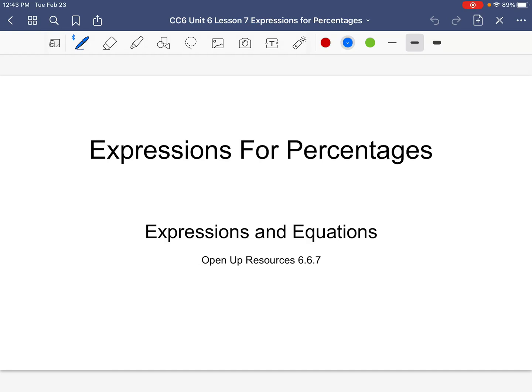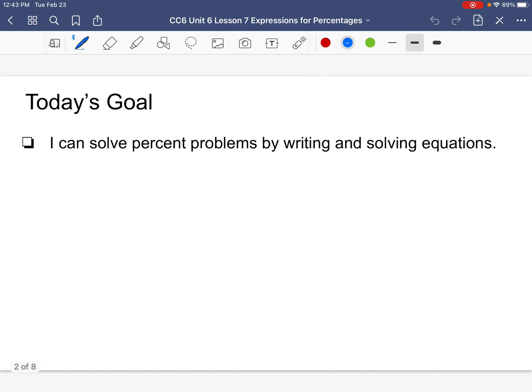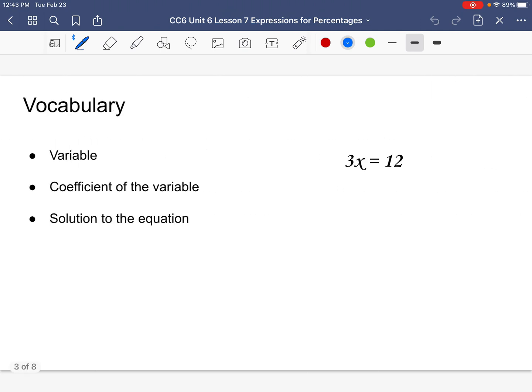Welcome to today's lesson, which is about writing expressions for percentages. The goal of today's lesson is that you can solve percent problems by writing and solving equations. So first, let's start with some vocabulary. Some words you're going to hear are variable, coefficient, and solution.